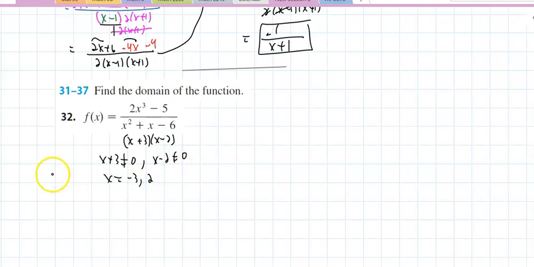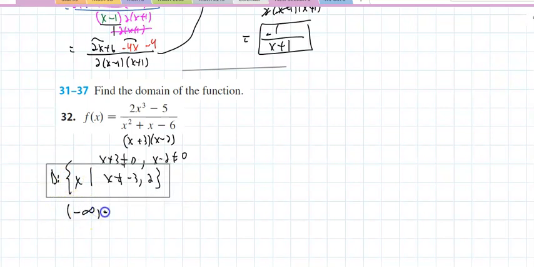So if you want to find the domain, you could say the domain is: choose an x such that x can never equal those two values. That's an acceptable answer. Or not recommended, but you could use interval notation. You should use interval notation when you have multiple conditions, or when you have an interval. You could say negative infinity to negative 3, union with negative 3 to 2, union with 2 to infinity. If you really want, that's also accepted.